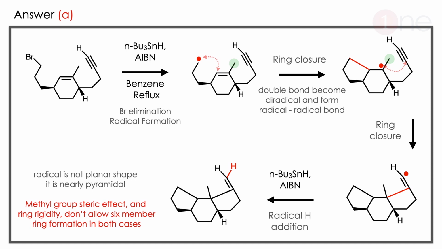Then you are using the radical reducing agent, which is tributyltin hydride, which supplies excess hydrogen. So the hydrogen is there, and finally the radical will be quenched.